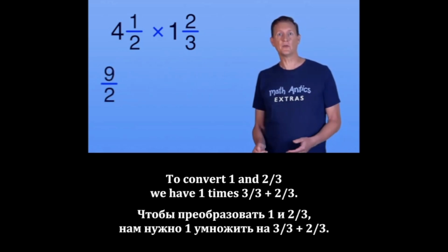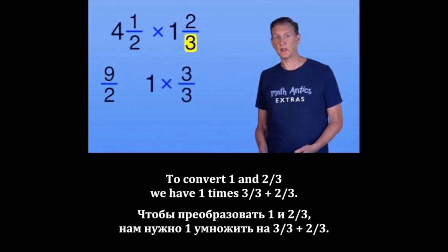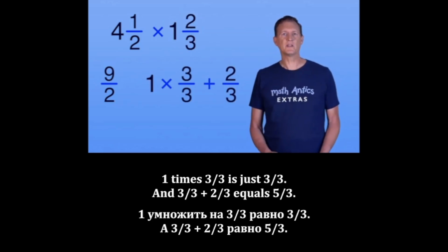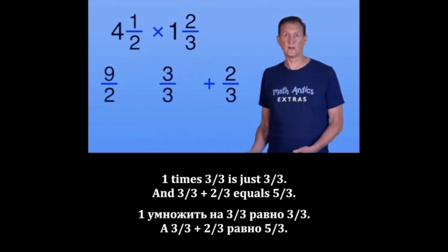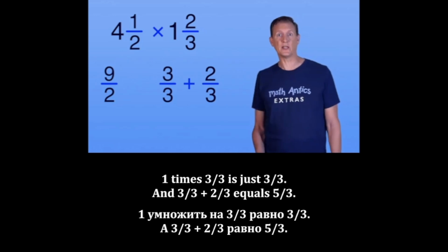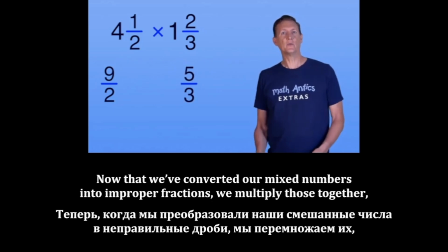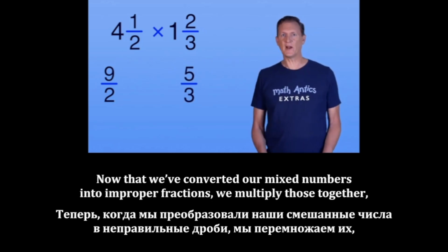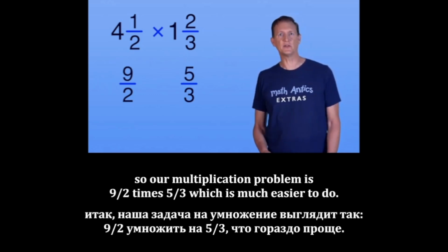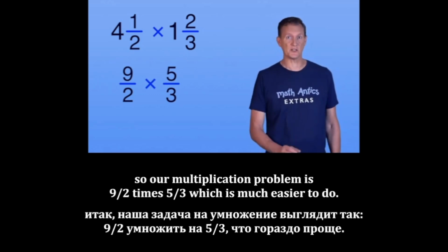To convert 1 2/3, we have 1 times 3/3 plus 2/3. 1 times 3/3 is just 3/3, and 3/3 plus 2/3 equals 5/3. Now that we've converted our mixed numbers into improper fractions, we multiply those together. So our multiplication problem is 9/2 times 5/3, which is much easier to do.